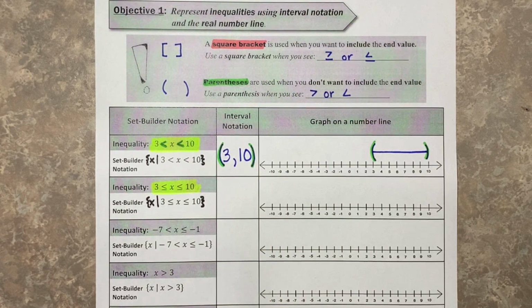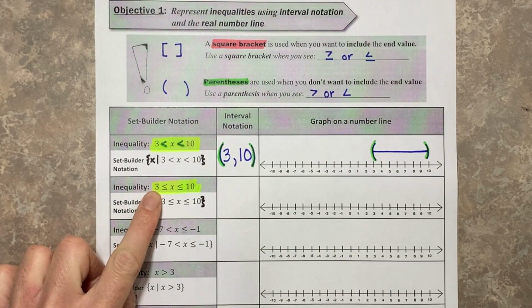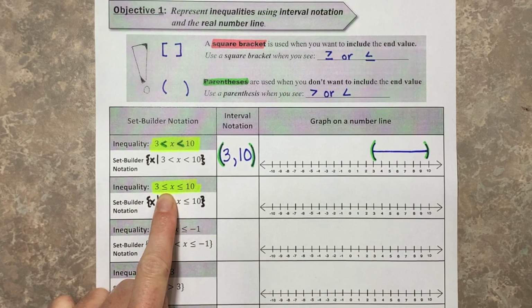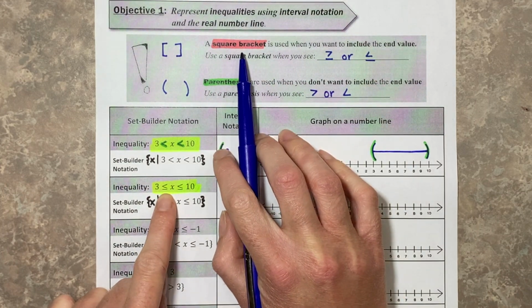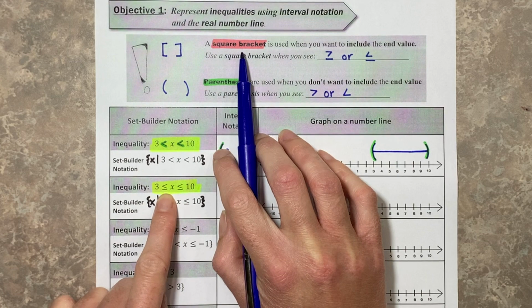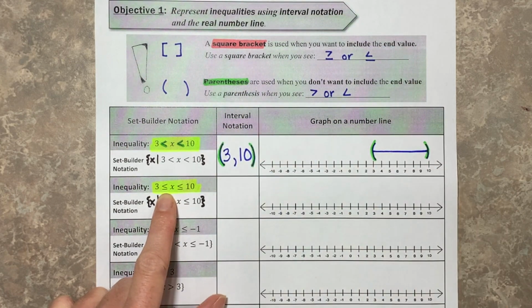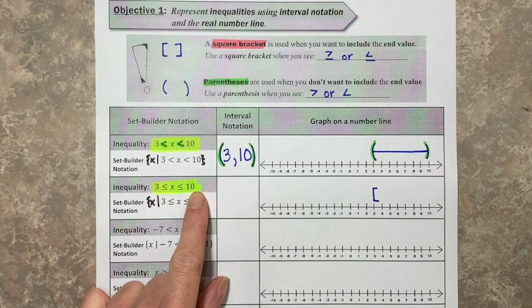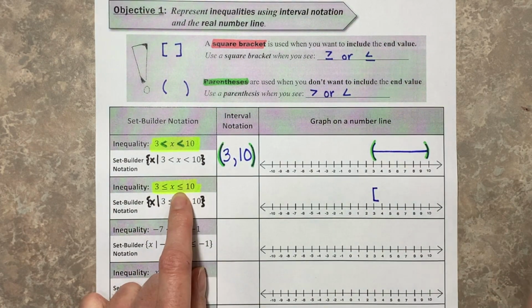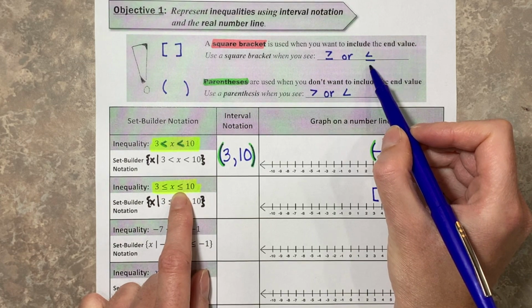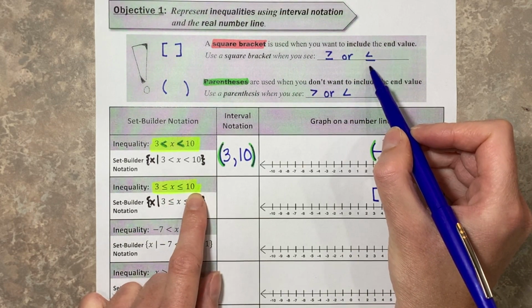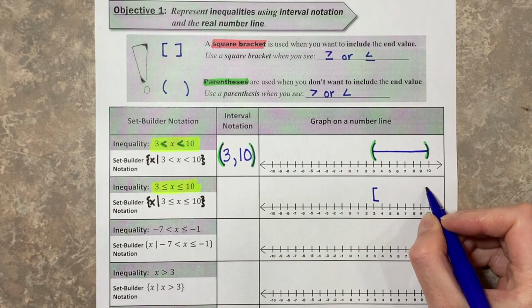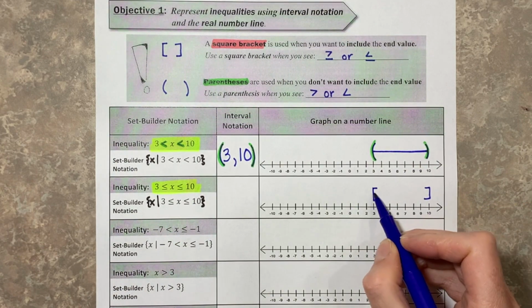To write this on the number line, let's start with our lowest endpoint, the 3. Now remember, if you see a less than or equal to symbol, that means that we are including the endpoint 3. And we're supposed to use a square bracket in that case because square brackets mean you are including the endpoint. So we'll draw a square bracket at 3. Then we look at the highest endpoint, which is 10. Since we see that the 10 is next to the less than or equal to inequality, that means we are including that endpoint. So again, we should use a square bracket. And then we connect that.